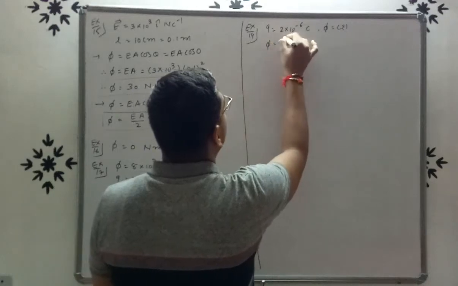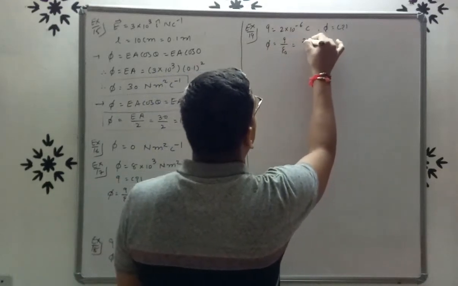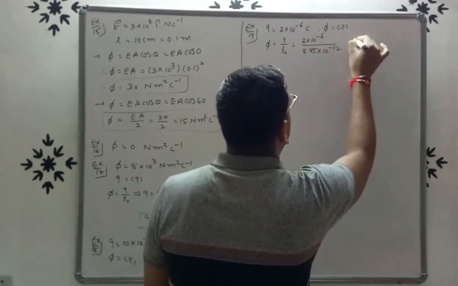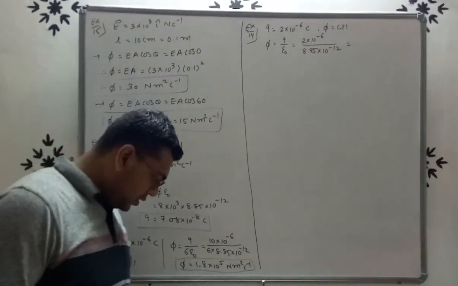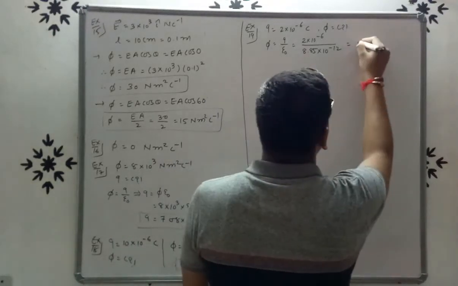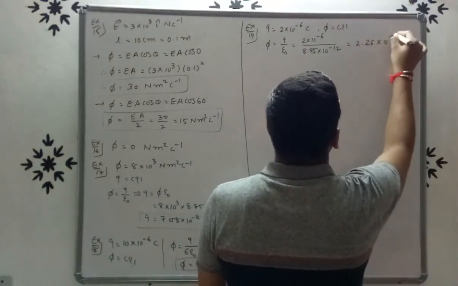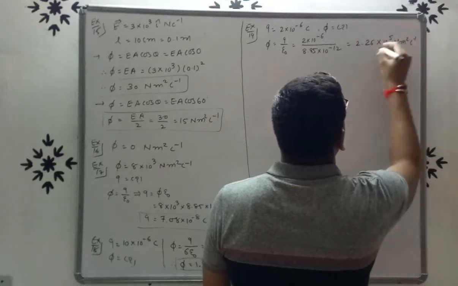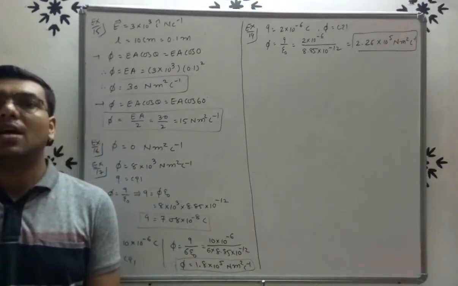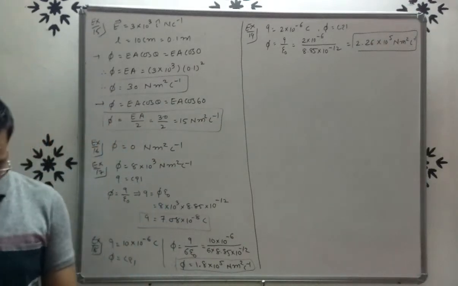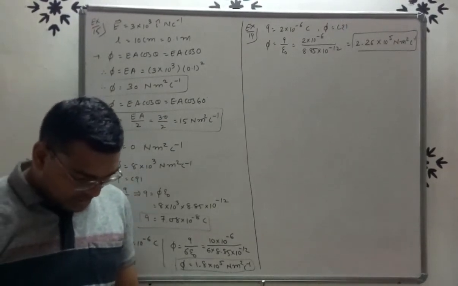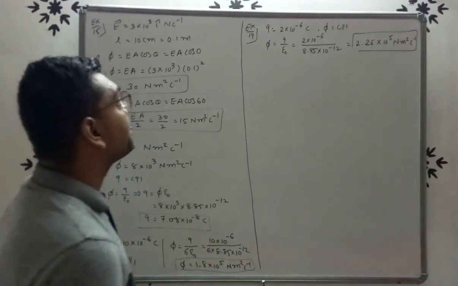So again phi is equal to q by epsilon 0. So 2 into 10 raised to minus 6, and the value of epsilon 0 is 8.85 into 10 raised to minus 12. So you will get 2.26 into 10 raised to 5 Newton meter square per coulomb. Right. So again we use the simple formula of flux phi equal to q by epsilon 0. Right. Now next example, example number 20.